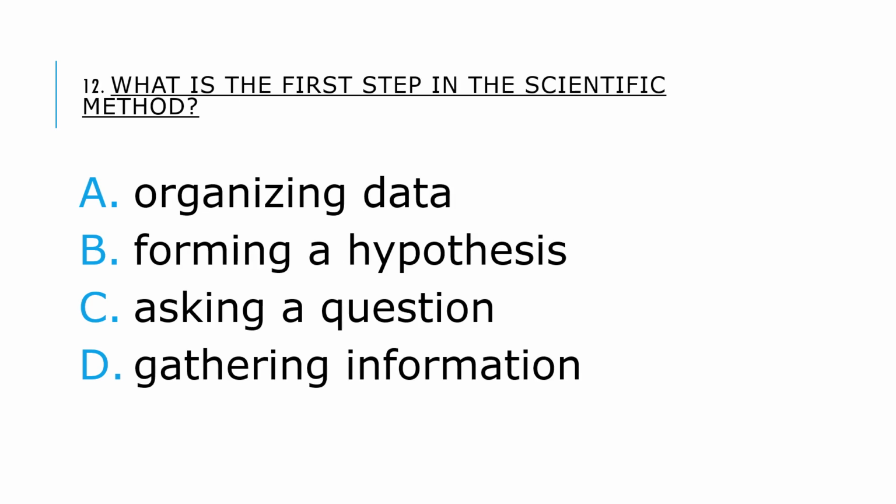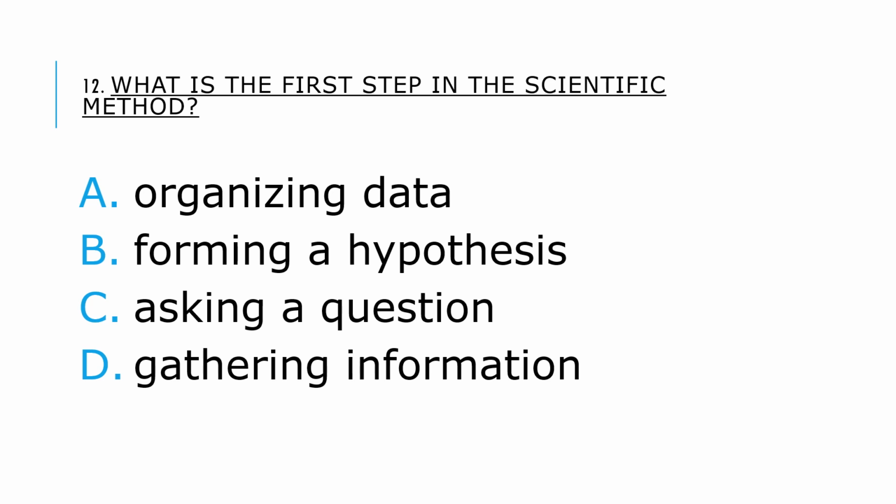Okay, since we don't have number 11, just follow the numbers. Number 12. What is the first step in the scientific method? A. Organizing data. B. Forming a hypothesis. Letter C. Asking a question. And letter D. Gathering information.